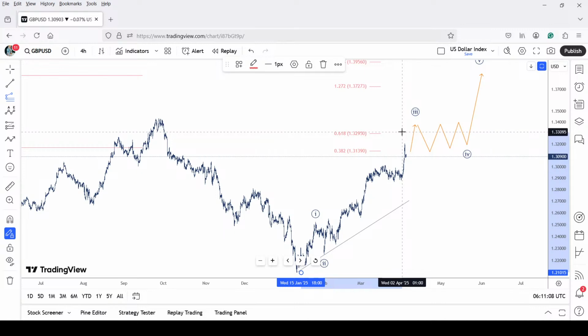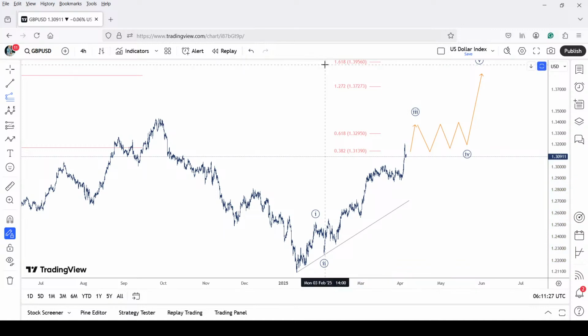I mean, by the time the April series comes to an end, I'm not much surprised to see prices rallying all the way at least towards 1.36, which is the 0.382, and possibly towards 1.39, which is the 0.618. All right, Fibonacci extension. So all in all, GBP USD would remain in the bullish territory.